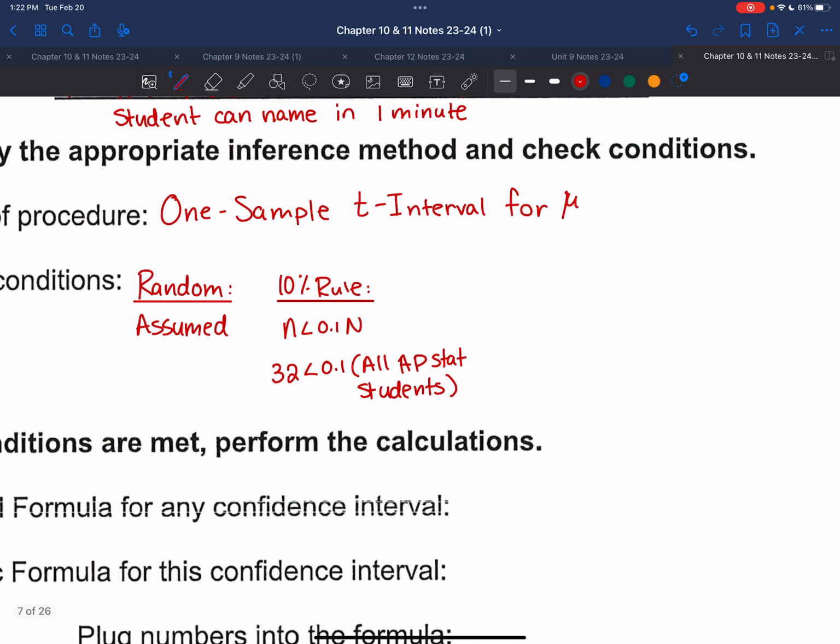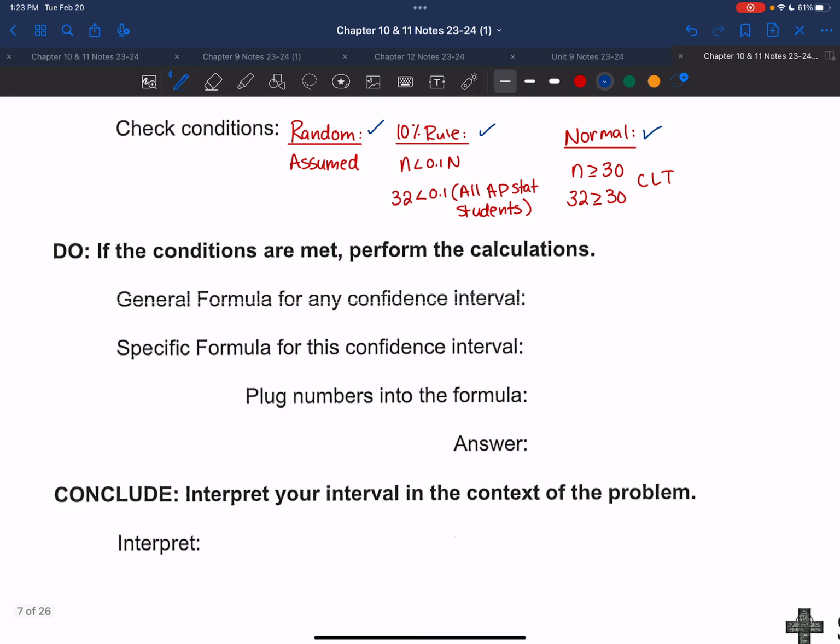And then last thing is normal. Okay, it's safe to assume that it's normal because n is greater than or equal to 30, which we have. 32 is greater than or equal to 30. This is the central limit theorem. So we got all our conditions met. And so now we can move on to the do section.